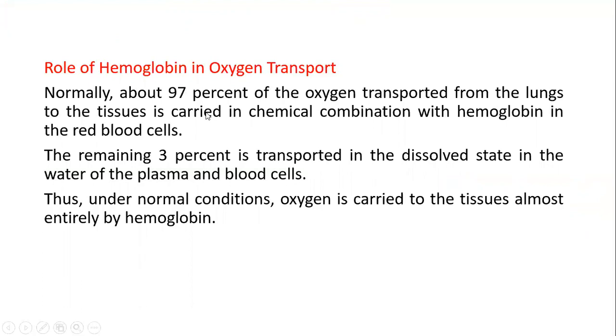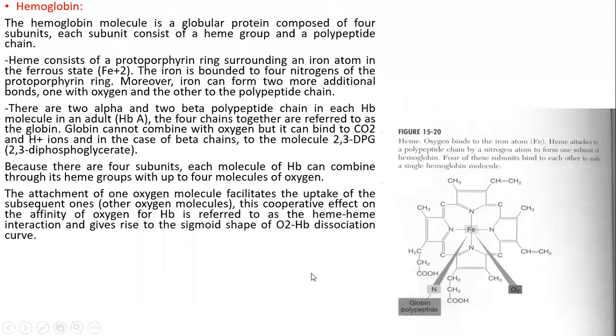Normally, about 97% of oxygen transported from the lungs to the tissues is carried by chemical combination with hemoglobin in the red blood cells. The remaining 3% is transported in the dissolved state in the water of the plasma and blood cells. Thus, under normal conditions, oxygen is carried to the tissue almost entirely by hemoglobin, which is the major carrier at 97%, while 3% is dissolved.